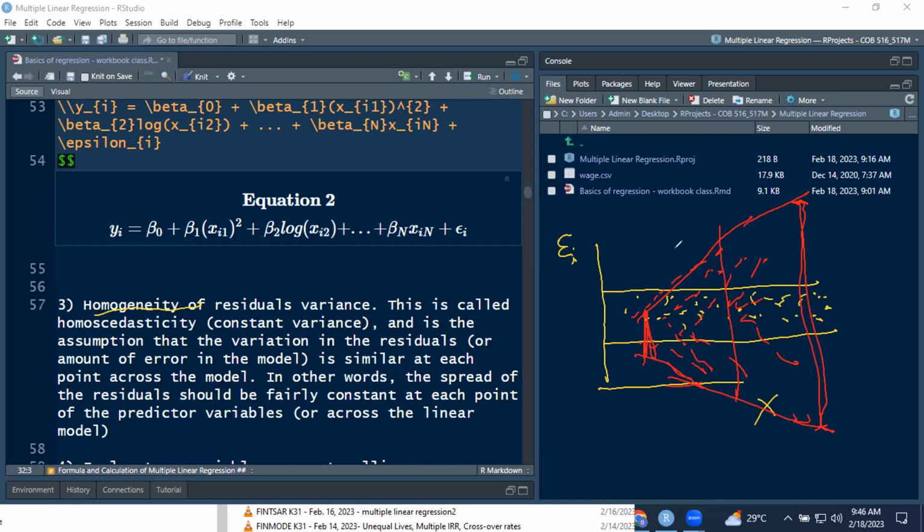So kapag ganyan yung residuals natin, class, then hindi acceptable yung model natin. This just means that there is something in the model, in your variables, in your y, that has not yet been captured by x. Okay, so this is what we call non-constant variance, and there's a name for this. We call this heteroskedastic. Heteroskedastic residuals.